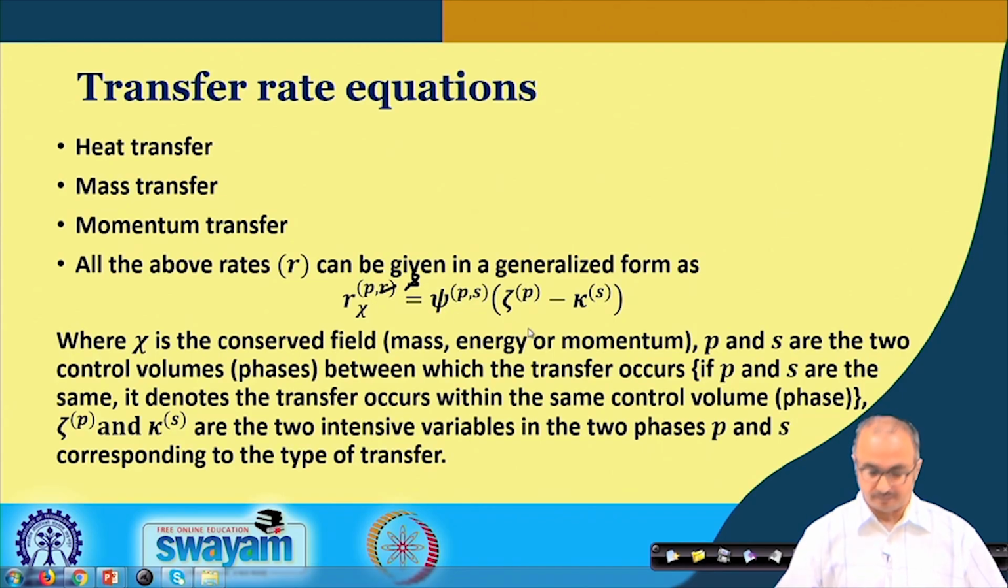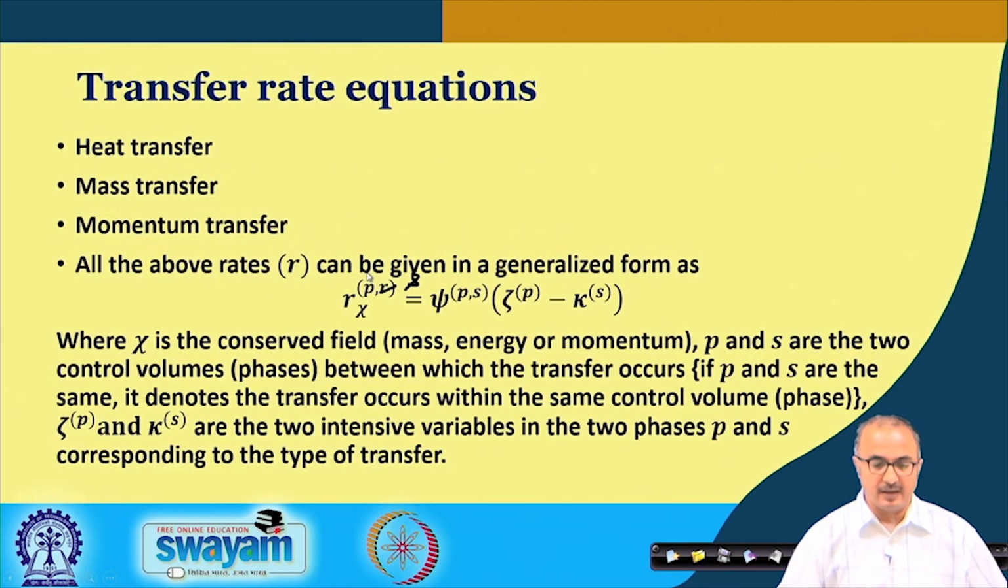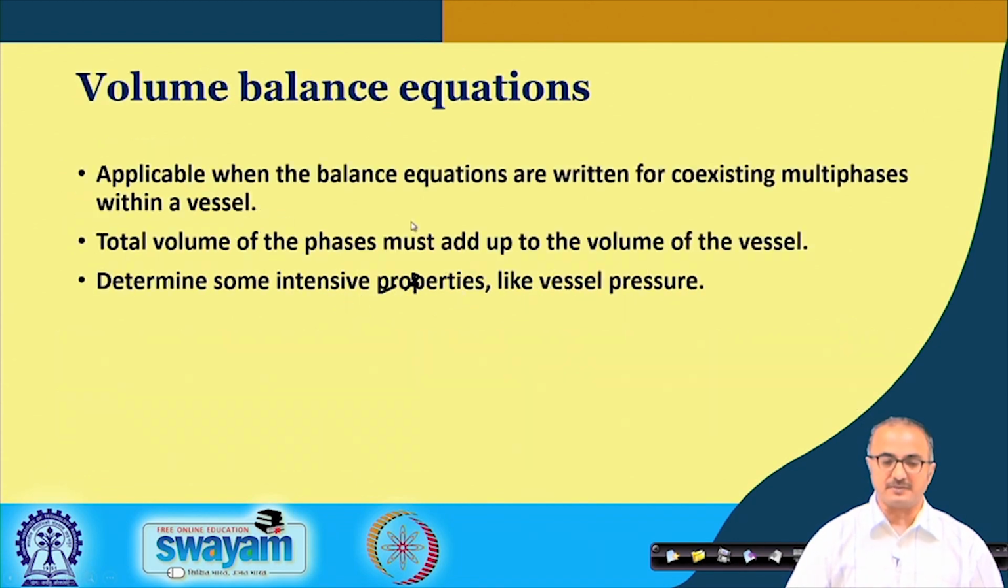So we find that for these kinds of expressions, for the mass balance it will represent the concentration. For the energy balance, it will represent the temperature, and for the momentum balance, it may represent the pressure or the velocity. So we have different kinds of intensive variables associated with each of these transfers.